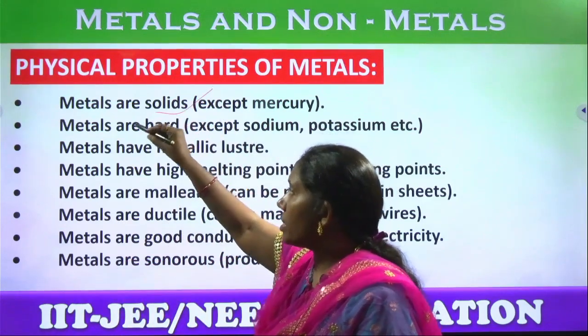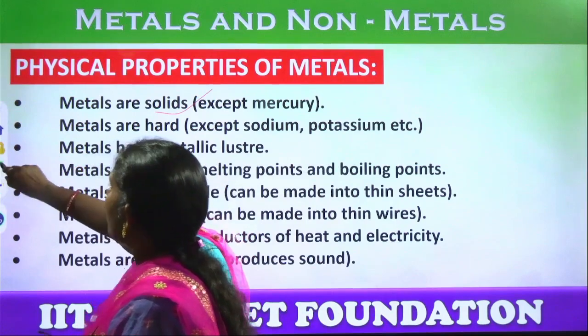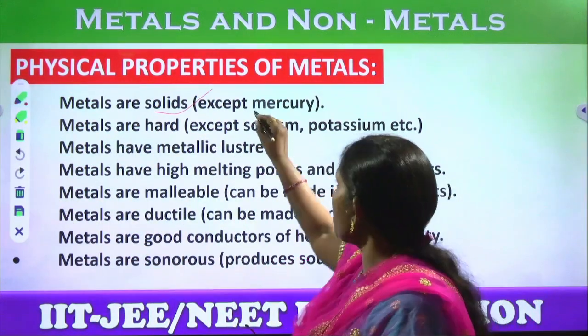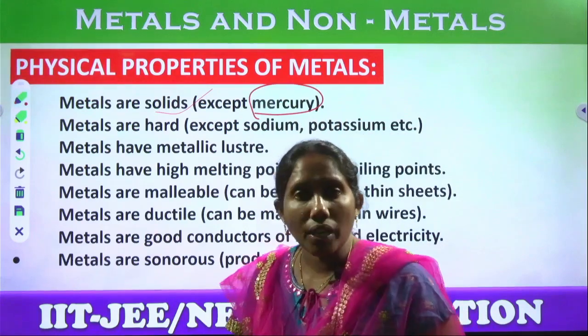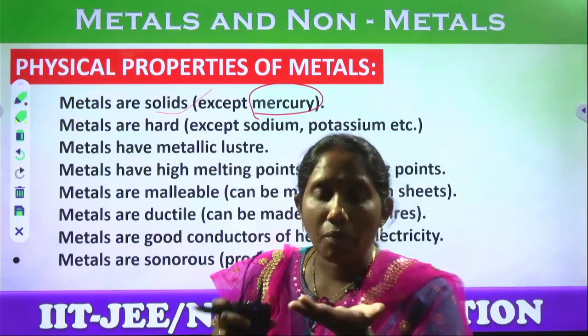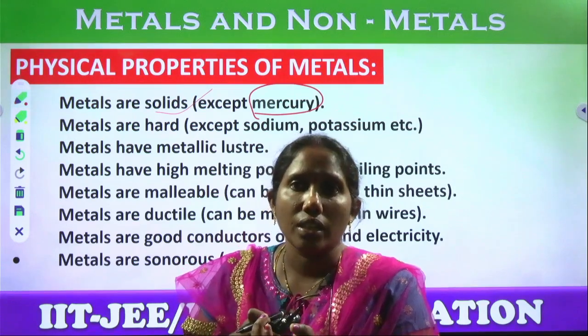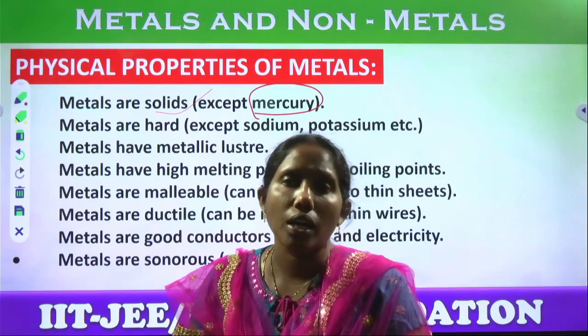Come to the first one. Metals are solids in nature. Most of the metals are solids except mercury. Mercury is a metal, but if you keep it in your palm, it will be in a semi-solid state, and we cannot touch it with our hand also.